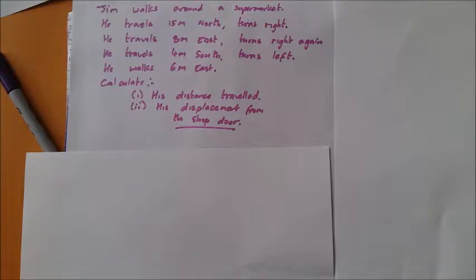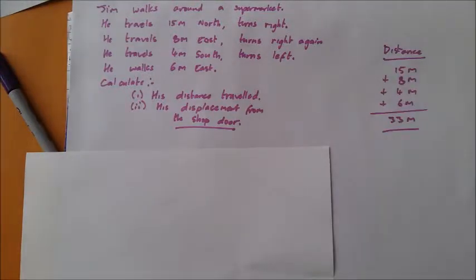To find the distance he travelled is simple. That's the easy part. All you've got to do is add the distances together that he's travelled. When you work those out, 15, 8, 6 and 4, that's 33 metres. So Jim has travelled 33 metres. That's the scalar. It doesn't matter his direction. That's his scalar quantity, 33 metres.